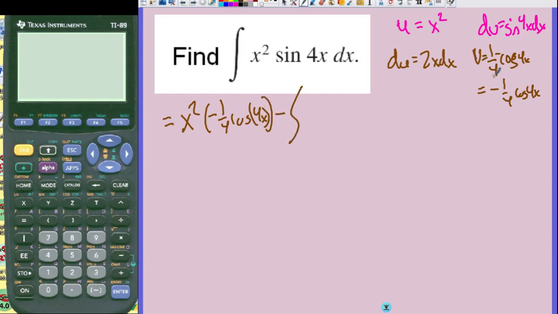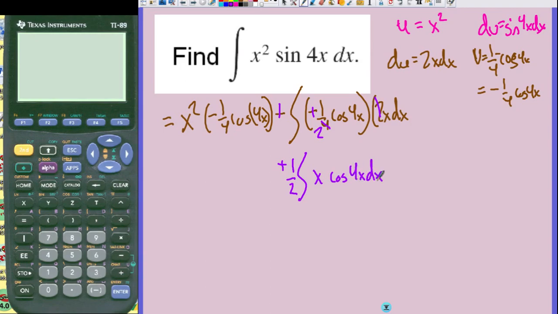minus the integral of the new things. So I have minus negative 1/4 cosine of 4x times 2x dx. That's looking a little messy there, so let's clean that up. Reducing this 2 and the 4 to 2, and the minuses turn to plus. I'm going to write that as plus the integral. I'm going to put that 2 on the outside and make it a 1/2 times x cosine of 4x dx.